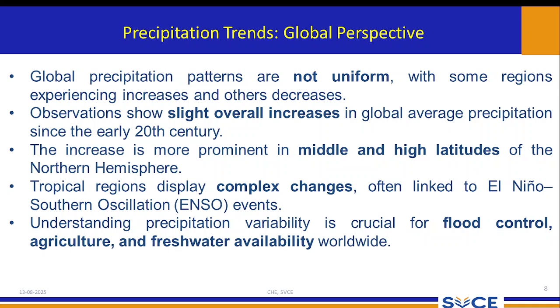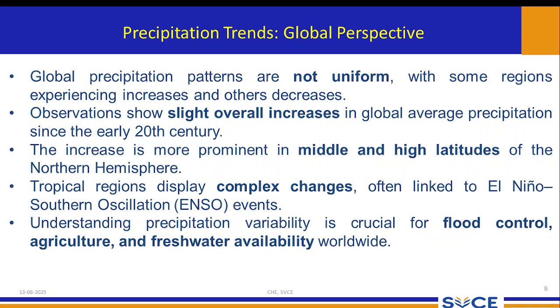The observations show slight overall increases in global average precipitation since the early 20th century. Early 20th century means after the 1900s, right? So after industrialization is what they are mainly talking about. So there is a slight overall increase in global average precipitation. It looks like good, right? But it's not good. Increase in rainfall also affects human activities and the ecosystem. That you need to keep in mind.